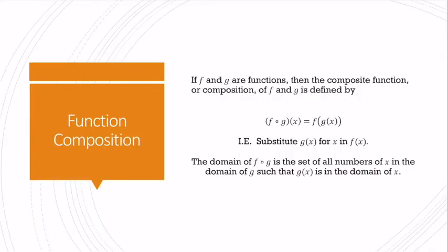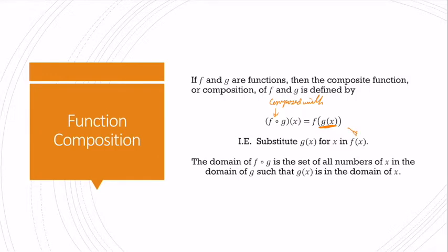Where things get a little more complicated is when it comes to function composition. So if f and g are functions, then the composite function of f and g is defined by taking f composed with, that's how I'm going to read this, composed with g of x. What that means is I'm substituting in g of x for x in f of x, okay? And the domain of the set is all real numbers in the domain of g, such that g of x is in the domain of f. What does this even mean?